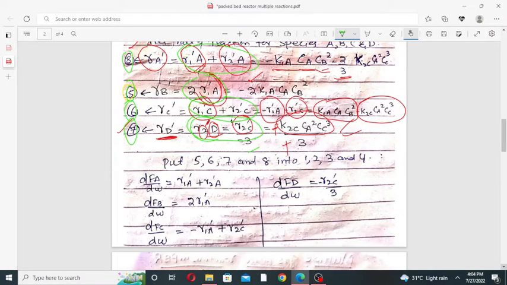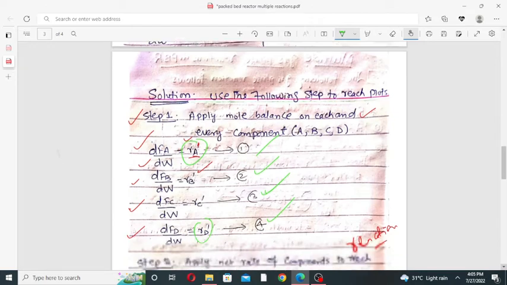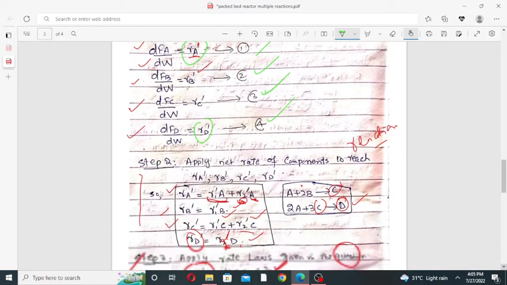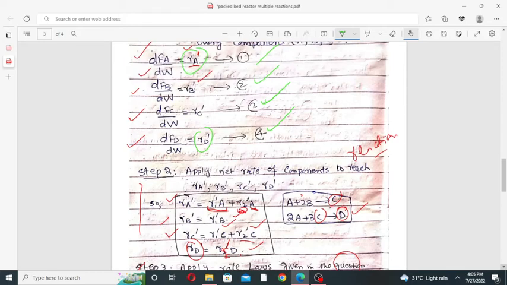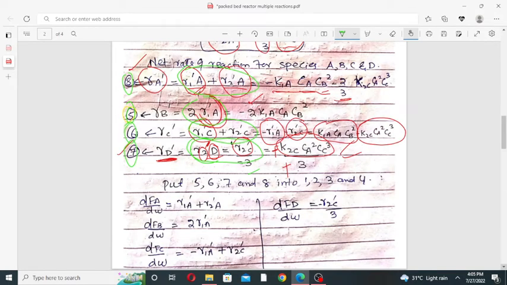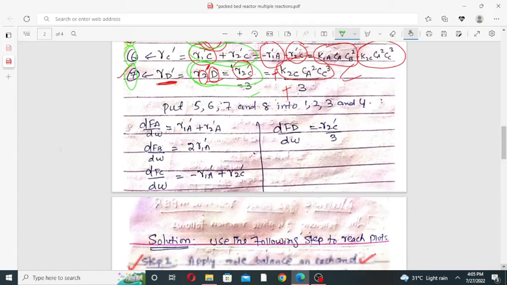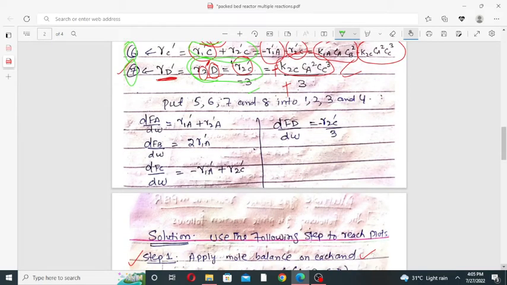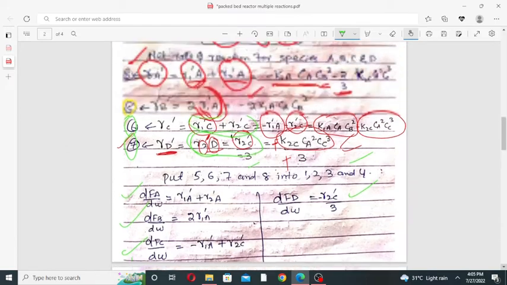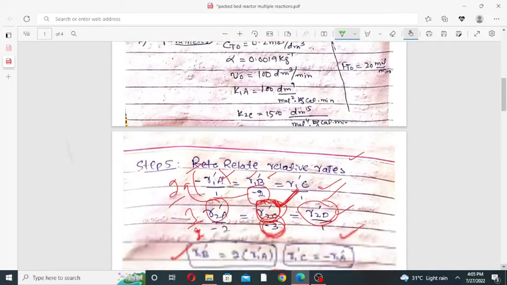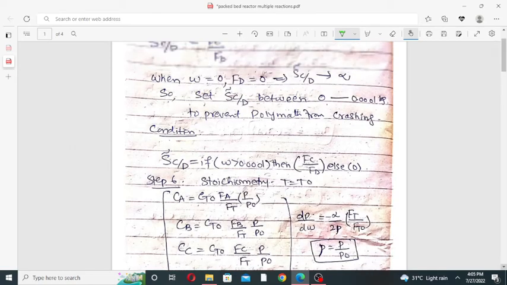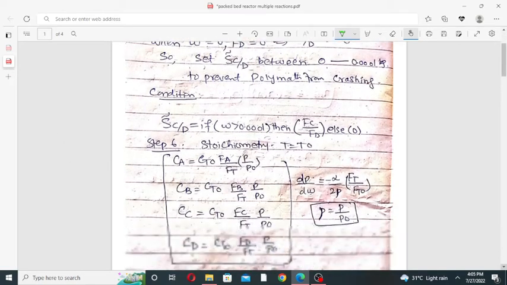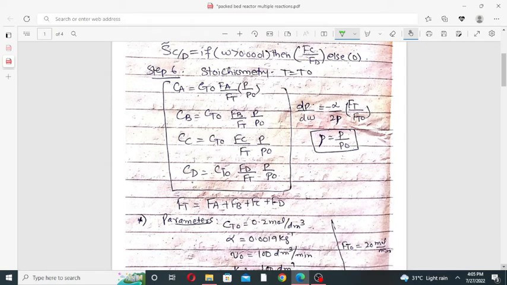Now we can put the values of equation number 5, 6, 7 and 8 in equation number 1, 2, 3 and 4. So after putting the values of equation number 5, 6, 7 and 8 into equation number 4, we will get this equation for component A, B, C and D. Now this was step number 5. In step number 6, we will find the relationship between the concentration and flow rate.